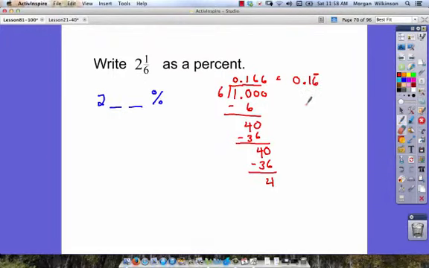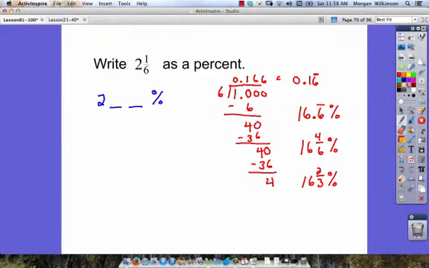Now to change this to a percent, we're going to have 16. Well, we could have 16.6 repeating percent, or as a mixed number, you can see when we have this, we always have 4 out of 6 left over, so we could have 16 and 4/6%, which is the same as 16 and 2/3%. So our answer?